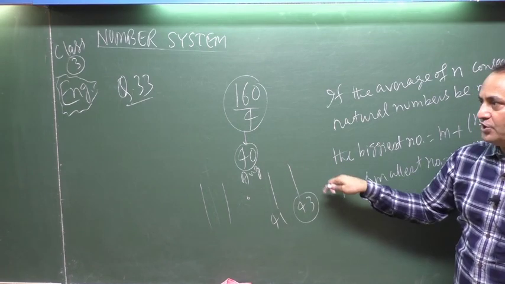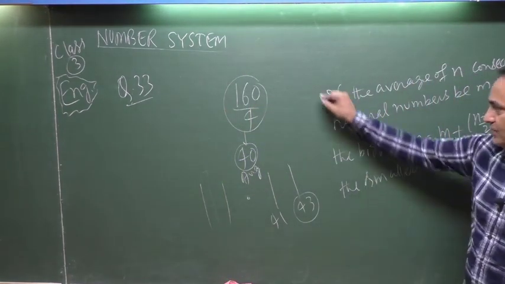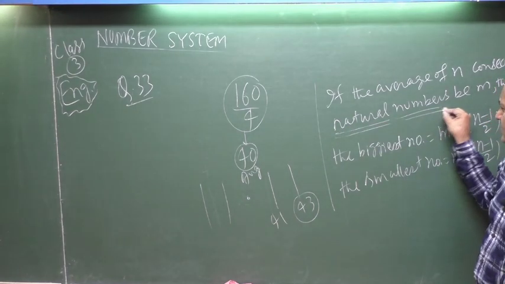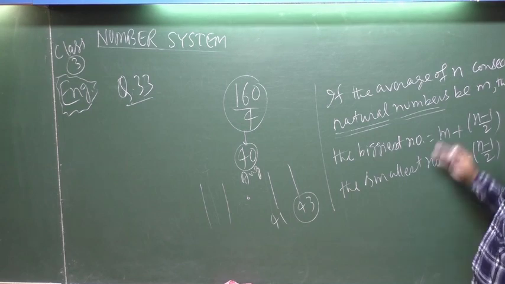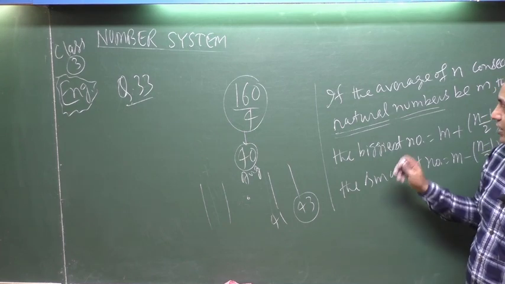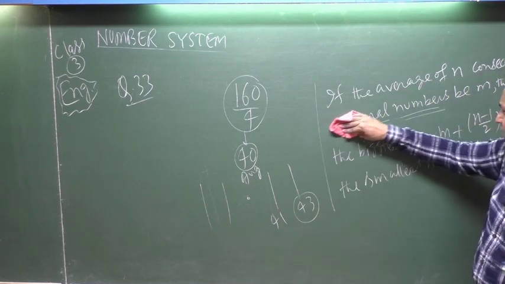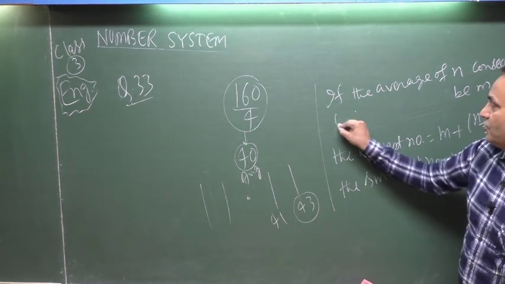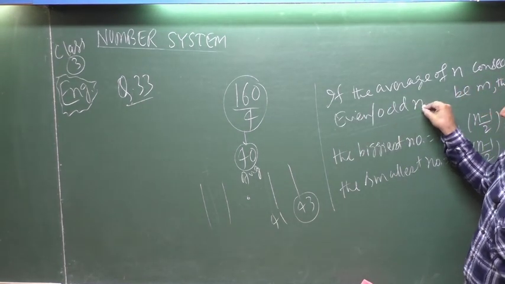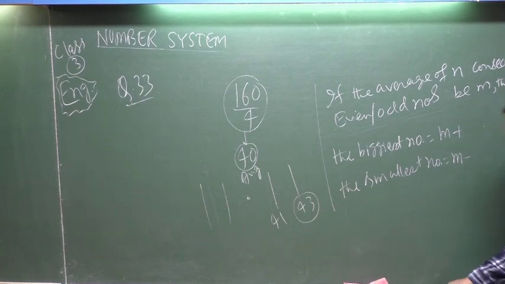The same thing I have dictated to you in the technical approaches having diagrams, but if you want to use the formula, you can use this formula for natural numbers. Here for natural numbers, if the average of n numbers is given as m, the biggest will be like this, the smallest will be like this. But for the case of even or odd numbers, if the average of consecutive even or odd numbers be m, then here will be a bit of change. This will be only n plus 1, n minus 1.